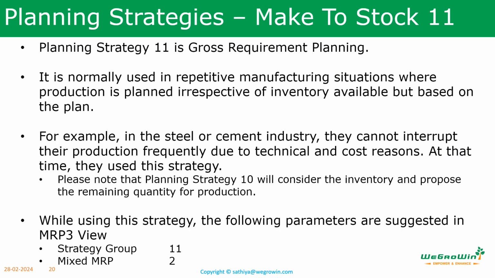Planning strategy 11 is gross requirement planning. It is normally used in repetitive manufacturing situations where production is planned irrespective of the inventory available. For example, in the steel and cement industry, they cannot interrupt the production frequently due to technical and cost reasons. So at that time we use this strategy. When you are using it, the parameters suggested are strategy group 11, mixed MRP2.